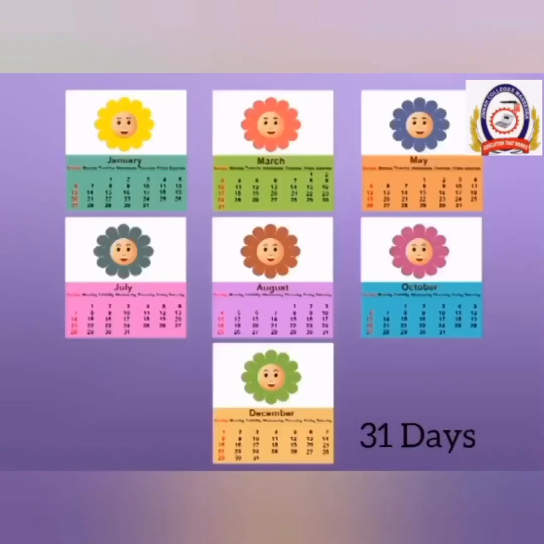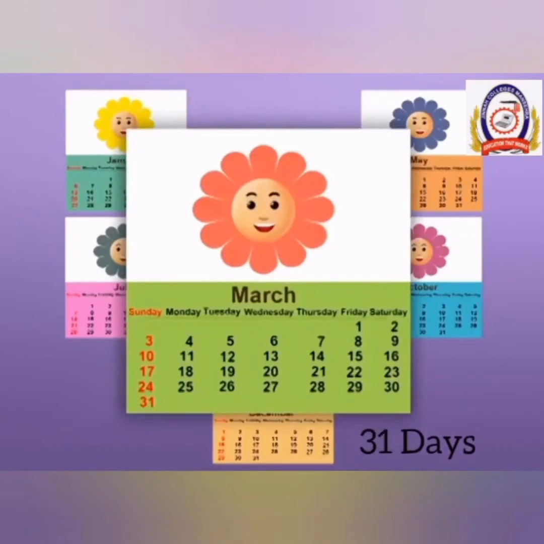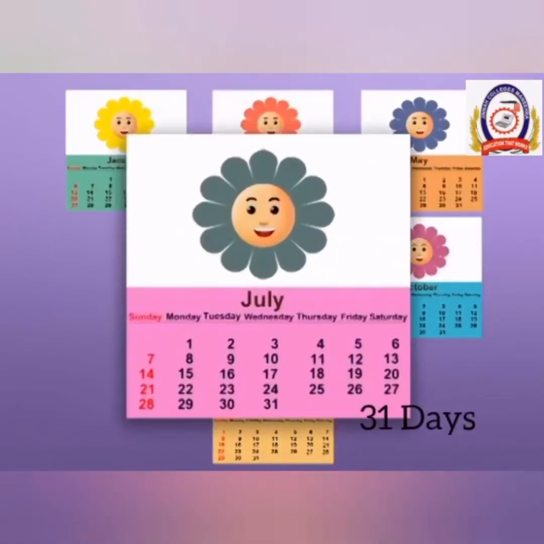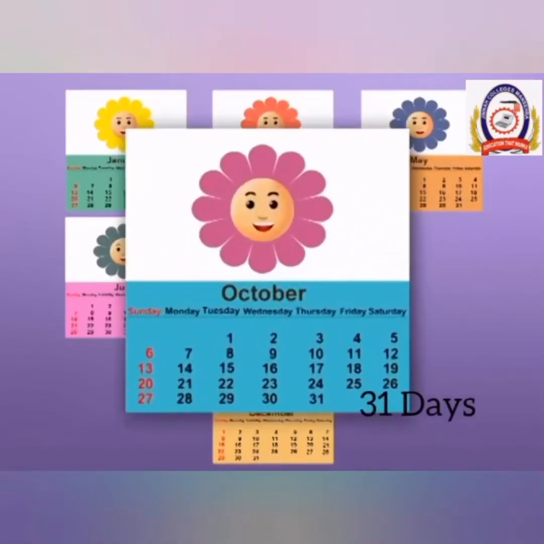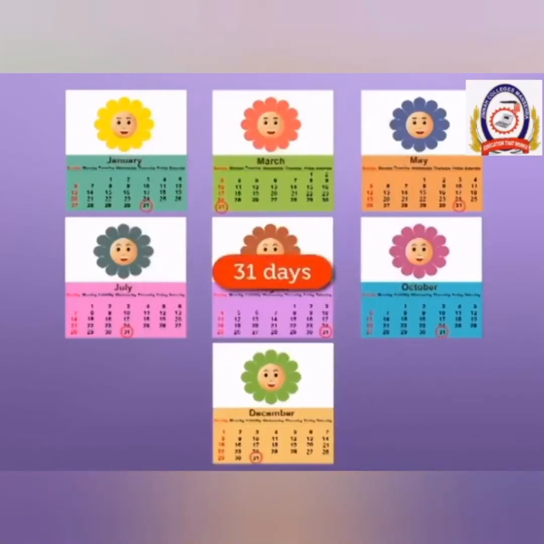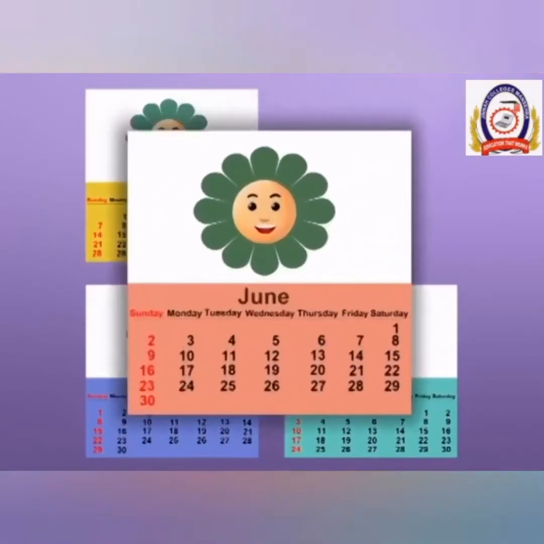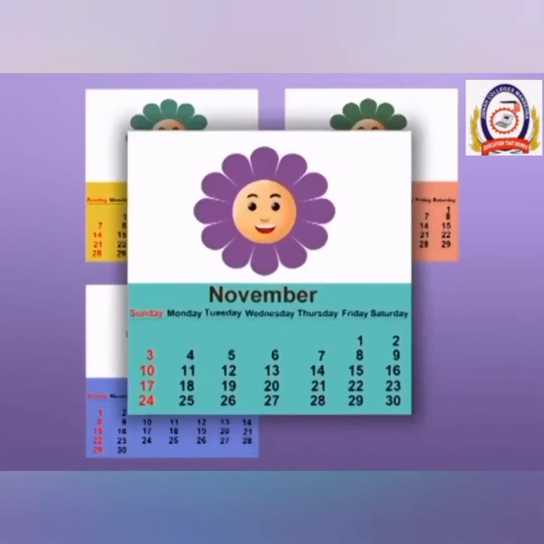The months of January, March, May, July, August, October, and December have 31 days. The months of April, June, September, and November have 30 days.